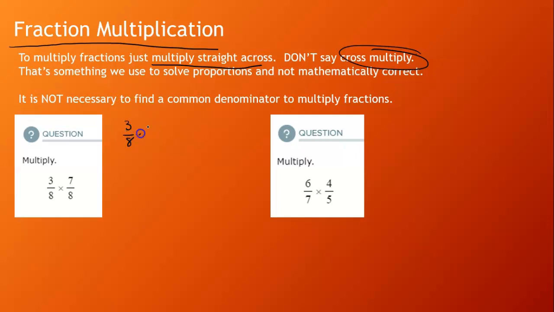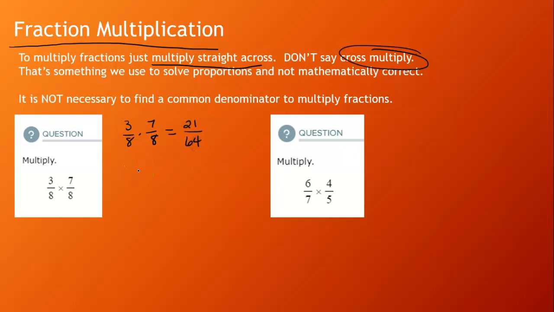So we've got 3/8 times 7/8. Top to bottom, nothing that can be reduced. 7 over 8, nothing that can be reduced. Diagonally, nothing that can be reduced. So I'm ready to multiply straight across. 3 times 7 is 21. 8 times 8 is 64.